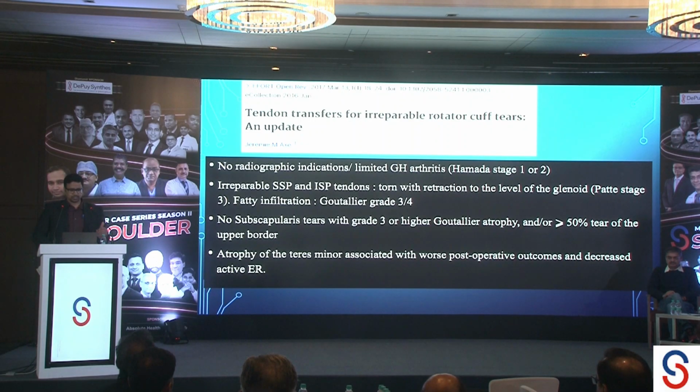Irreparable supraspinatus and infraspinatus tendons are there. The Goutallier grade 3 and 4 fatty infiltration are present. Those are indications. But the subscapularis should be intact. The subscapularis should not be torn. If it is torn, it should be reparable. If it is not reparable, then you cannot do a posterior tendon transfer, because then the force couple would not be maintained. Atrophy of teres minor has been associated with worse post-operative restoration of axial rotation. That has to be kept in mind.